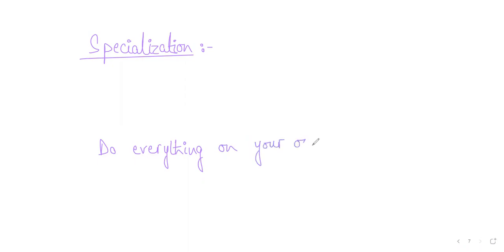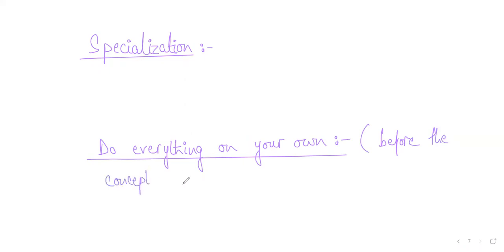Now, this was not something very effective. This was not something very efficient, I would say. So they used to do everything on their own. Why? Because they never thought that they could rely on someone else. So this was even before the concept of markets came into being. So think about this.